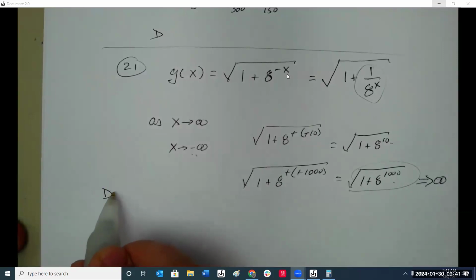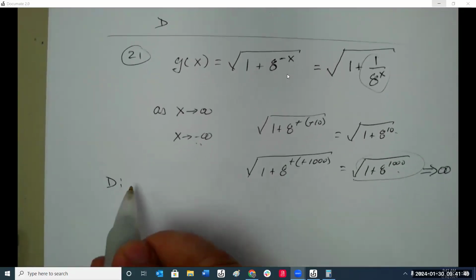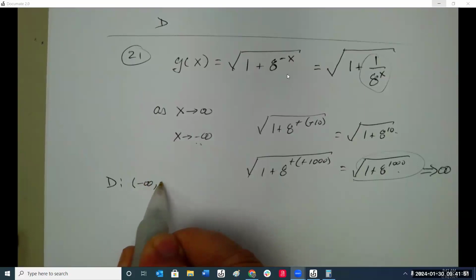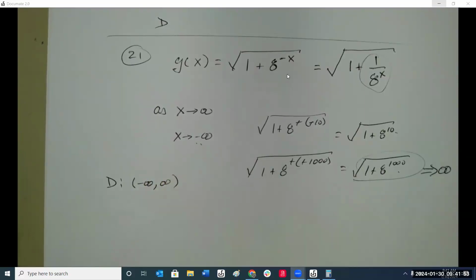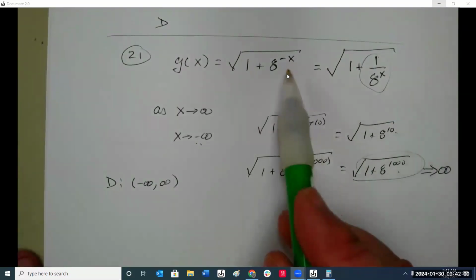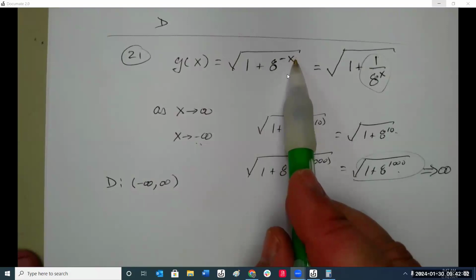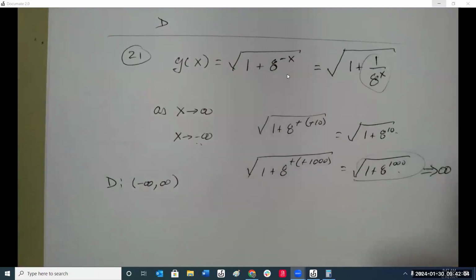So the domain can be all real numbers. Because we can have negative x in there, we can have 0, and we have positive x. It's not going to violate the rules. So our domain is all real numbers.